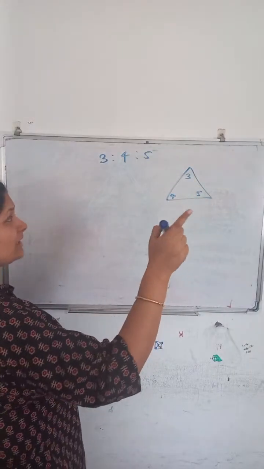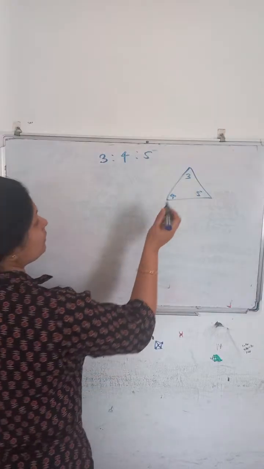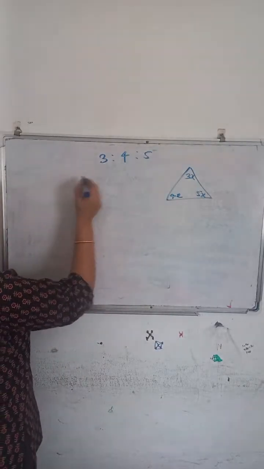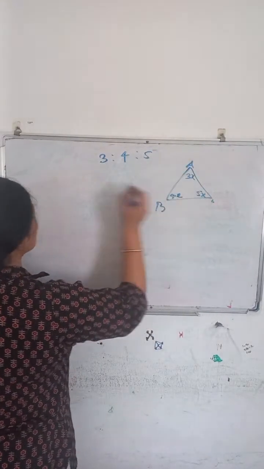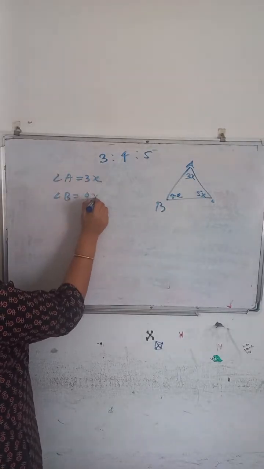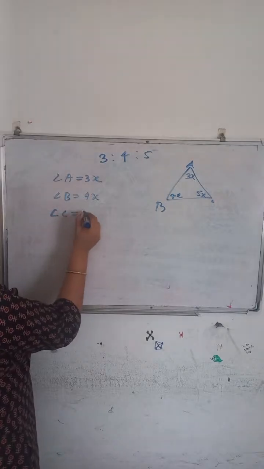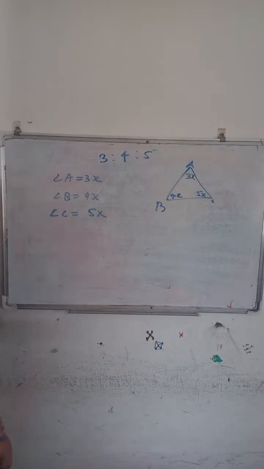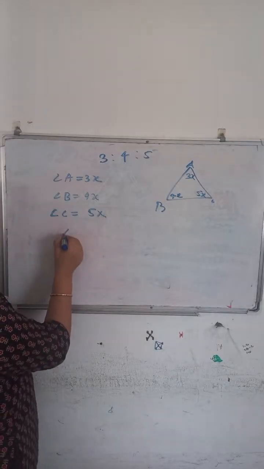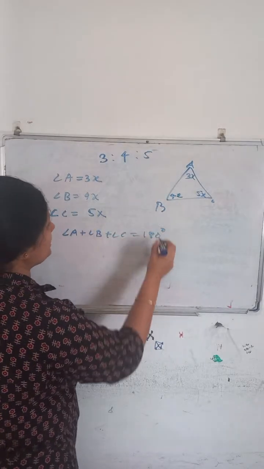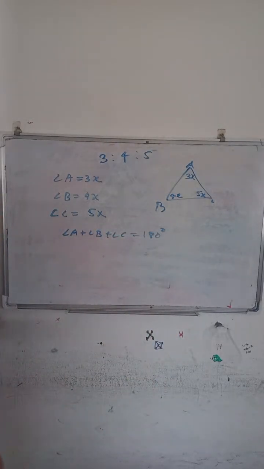That means each angle is not actually 3, 4 and 5, but the ratios are there. That means these are not actual values. So we can take each angle as a multiple of x. Suppose I am taking A, B and C. So here we can write angle A as 3x, angle B as 4x and angle C as 5x. They are asking for the smallest angle of this triangle. So we can write angle A plus angle B plus angle C is equal to 180, because the triangle angle sum is nothing but 180.